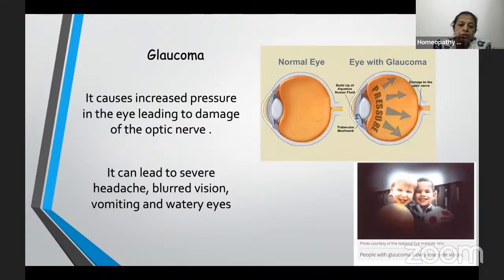One more condition known as glaucoma, where the intraocular pressure of the eyes is increased. In this condition, you can also have headache and pain in eyes. In this type also, there are various types of glaucoma that can lead to headache and pain in the eyes. For this, you have to go to a specialist to find out whether there is any high pressure in the eye. So this is important.